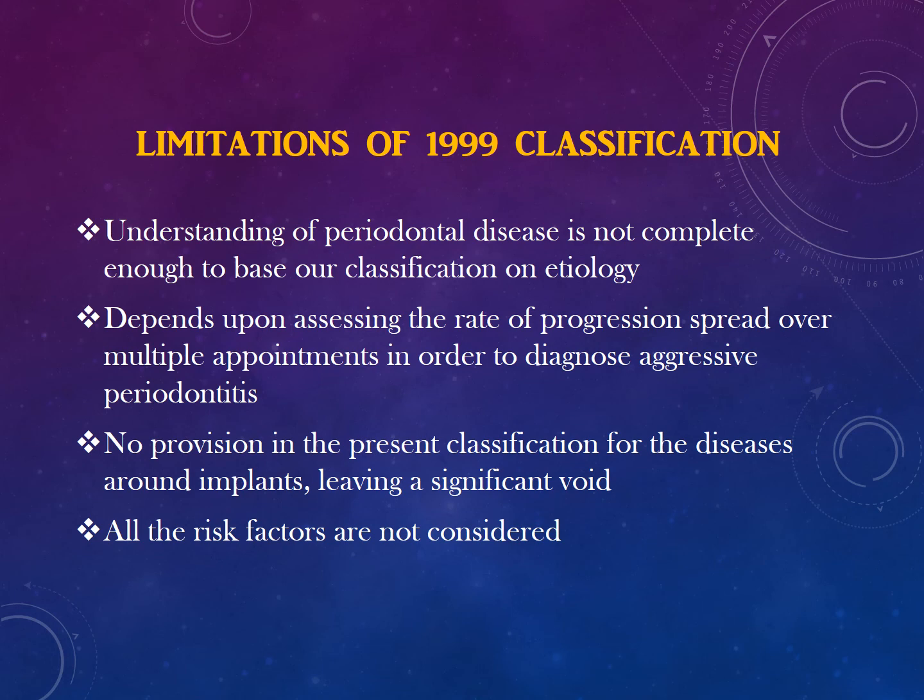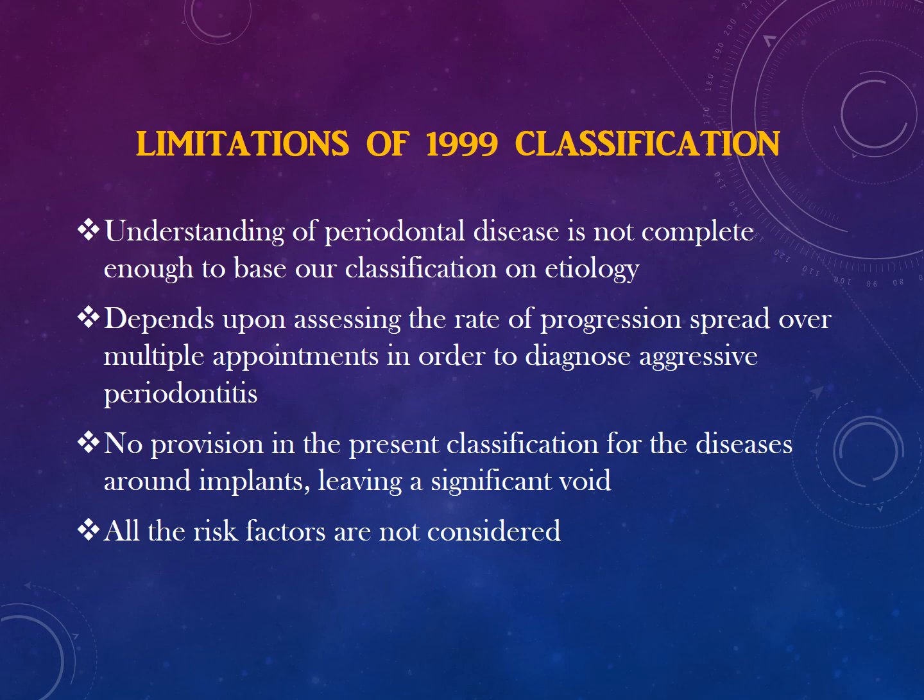So we have seen the merits of the classification. So what are the limitations of the 1999 classification? Understanding of periodontal disease is not complete enough to base our classification on etiology. It depends upon assessing the rate of progression spread over multiple appointments in order to diagnose aggressive periodontitis.